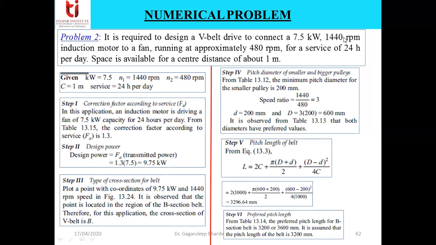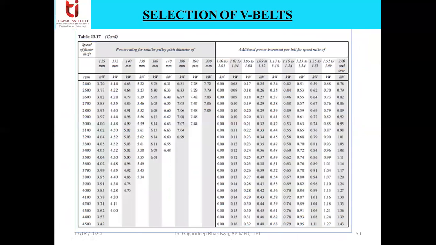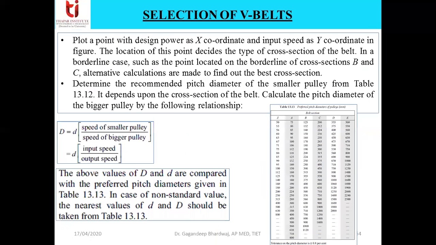Now the speed ratio: 1440 running at approximately 480, so the speed ratio is 3. So you can calculate the diameter of the larger pulley, which is 600 mm. Now you will compare these values of diameter with the table provided for preferred pitch diameter. The B type of belt with diameters 200 and 600 is lying in this table.